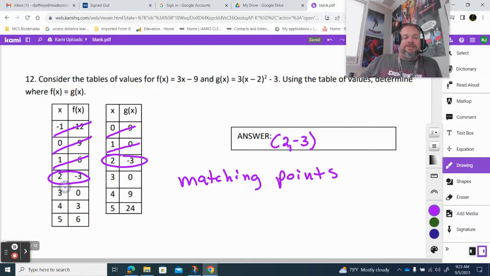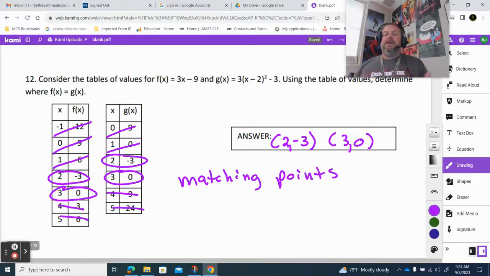(3, 0) and (3, 0). Oh, we have another one. And these don't match and these don't match. Okay, so that's what we're looking for. We're looking for the matching points. It's not that the x and y have to be the same, like 2, 2 or 3, 3. They have to be the same points in each column.